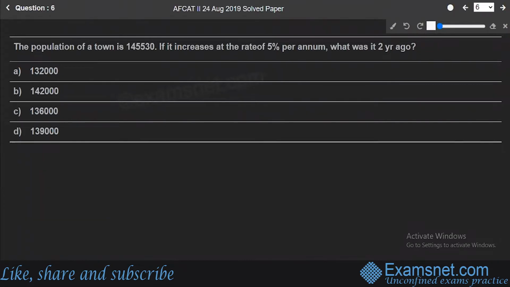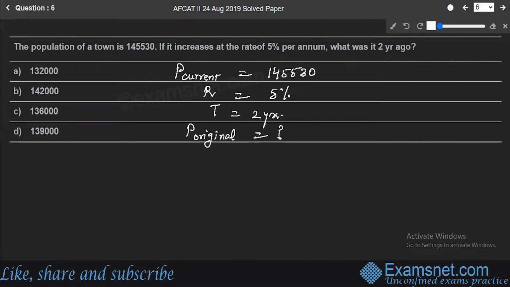Question number 6. The population of a town is 145530. If it increases at the rate of 5%, what was it 2 years ago? So let's write down first of all what things are given to us. Current population is this, rate is 5% and time is 2 years. You have to find out the original population, right?